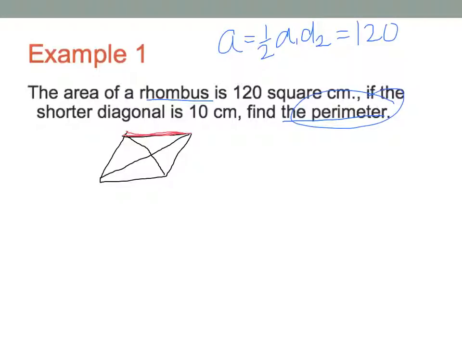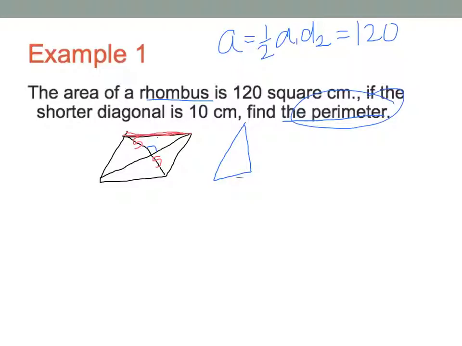Now the only information they give me is that the shorter diagonal is 10. And because they're bisected, I'm going to write 5 here and 5 here. Okay. So far, that's all I know. I also know, though, that I've got right angles that are created here by my diagonals. The diagonals are perpendicular to each other. So let's separate one. Let's take this triangle over here.